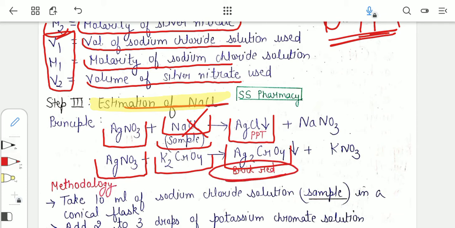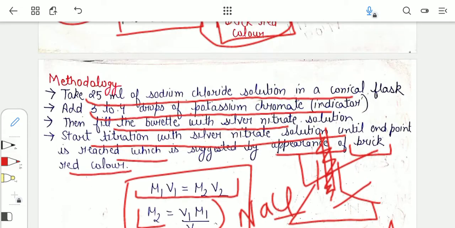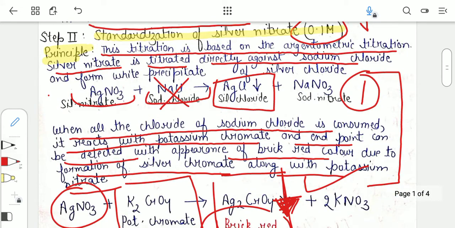And when brick red precipitates will be formed, then that will mark the end of our titration. I have not written the theory for the principle over here, because it is the same theory which is written in step 2. The same theory will come.